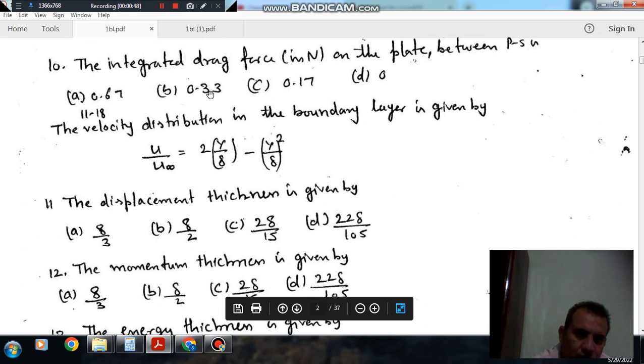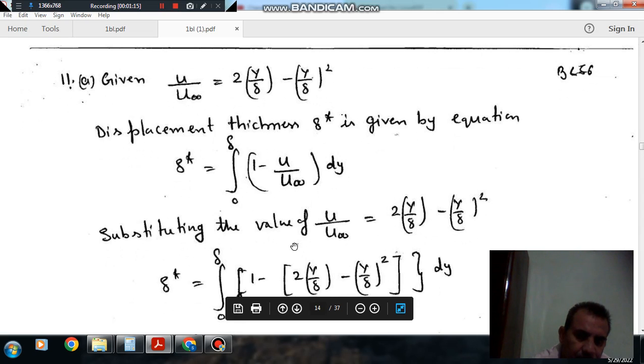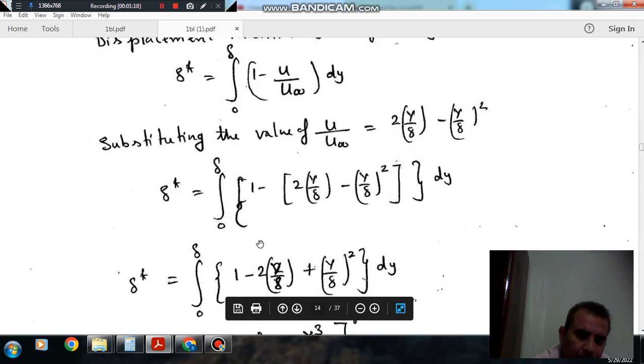Okay. So here u by u infinity is given as 2y by delta minus y by delta square. So the displacement thickness is given by delta star is equal to the integral of 1 minus u by u infinity multiplied by dy, from 0 to delta. Substituting the value of u by u infinity, that is 2y by delta minus y by delta square, this will be your 1 minus 2y by delta plus y by delta square.